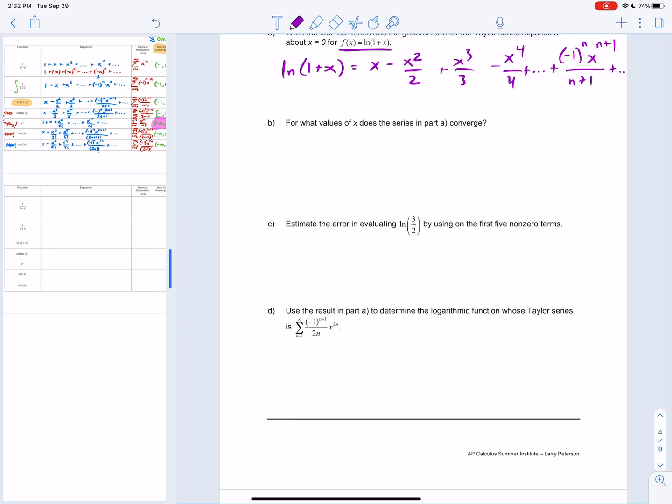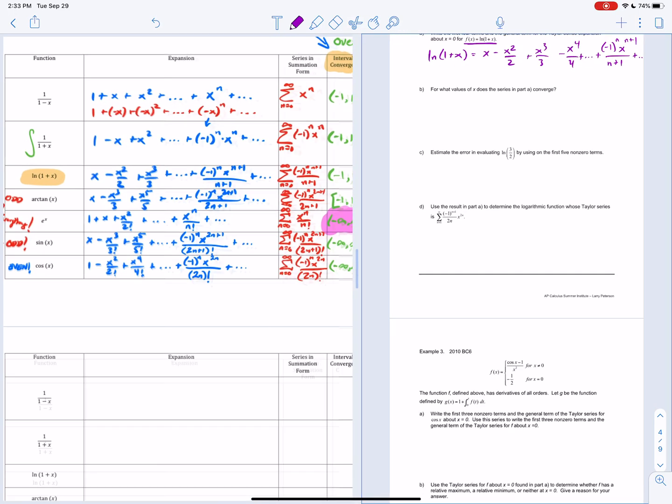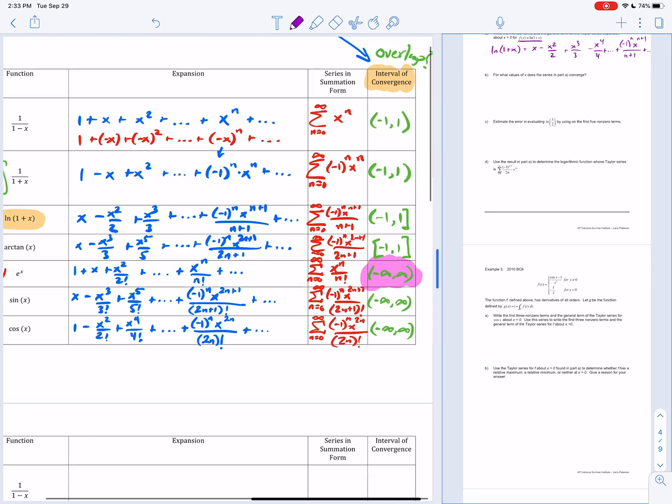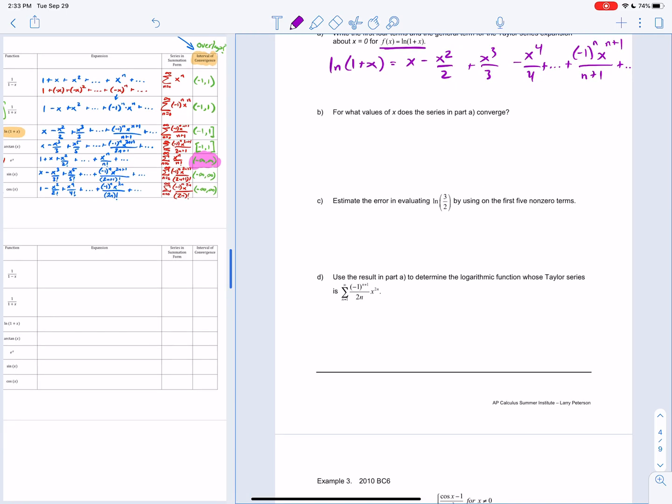All right, for what values of x does the series in part A converge? AKA, what is the interval of convergence? Okay, now you could use the ratio test here, but we have it right over here, you guys, the interval of convergence. For the interval of convergence, for the natural log of 1 plus x, it's just from negative 1 to 1, including the 1. Boom. So easy. All right.